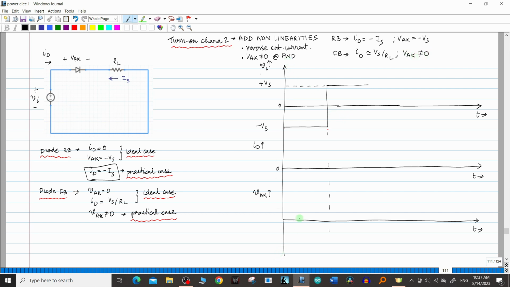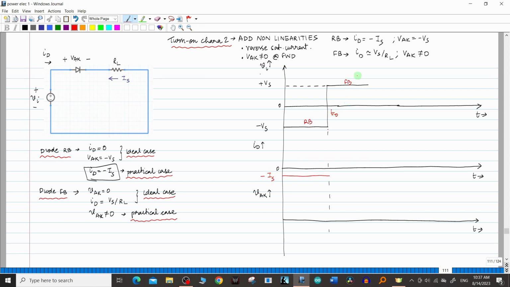So again, I have drawn the graph. Let us draw the value of ID. So this is the reverse bias condition. This is the forward bias condition, right? So ID in the reverse bias condition is minus Is. I will draw it like this, right? So this is minus Is.